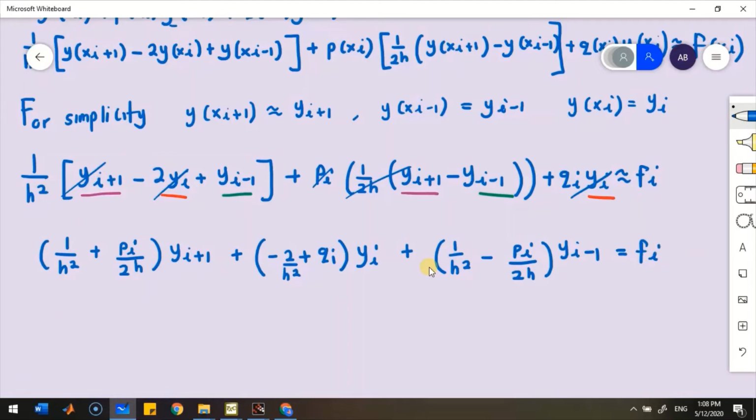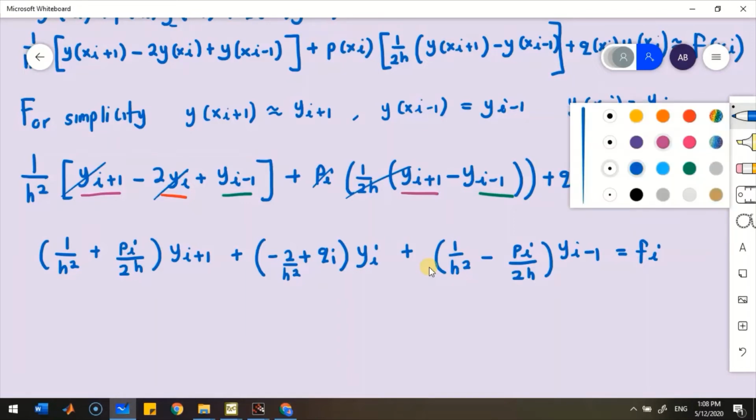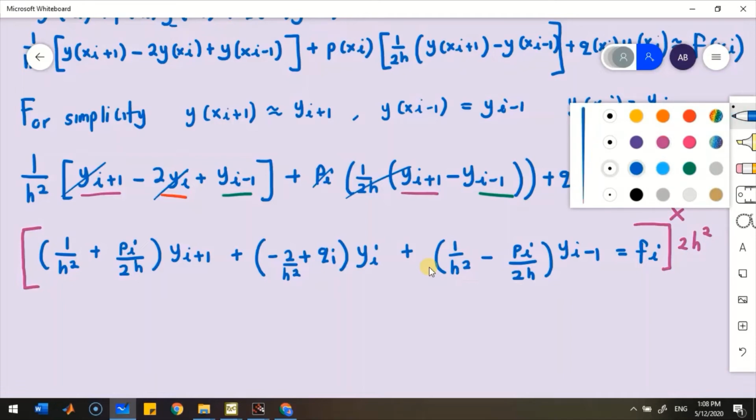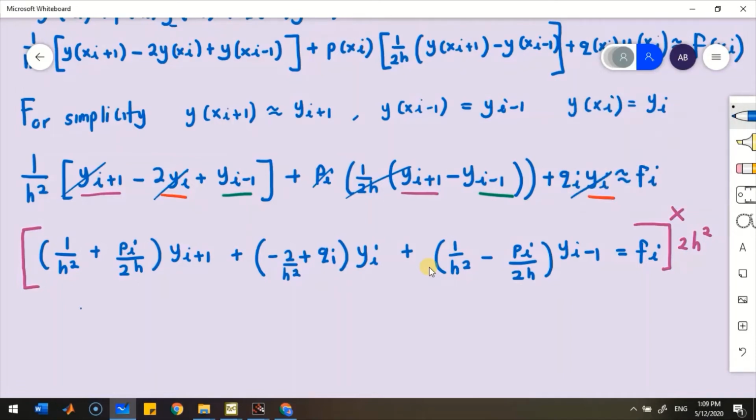There are many things I don't like here. I don't like the denominators, you have 2h and h squared. So what I want to do now is multiply this whole term by 2h squared to simplify the factoring. If I multiply by 2h squared, I have 2 plus h pi, right? 2 plus h pi.